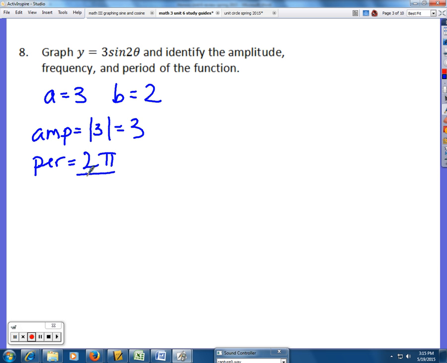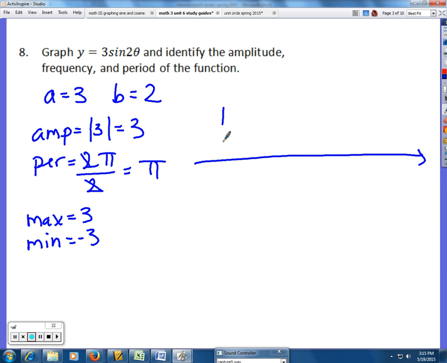So 2 pi over b would be 2 pi over 2. And that reduces, 2 divided by 2 is 1, so these cancel out and I just have pi. So my period is pi. My amplitude is 3. That means my maximum is 3 and my minimum is negative 3. Remember, you draw one long line for the x-axis, not quite so long for the y. Make your marks here. The max goes here, min goes here, period goes here.